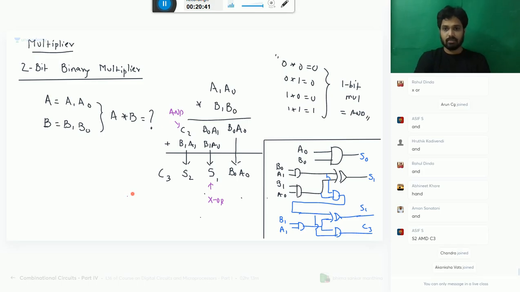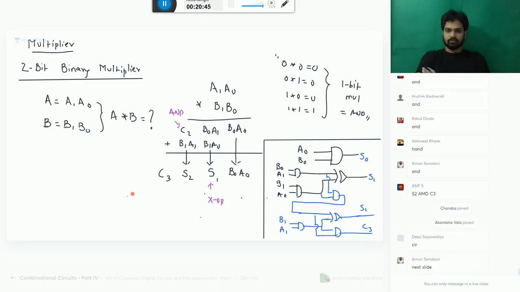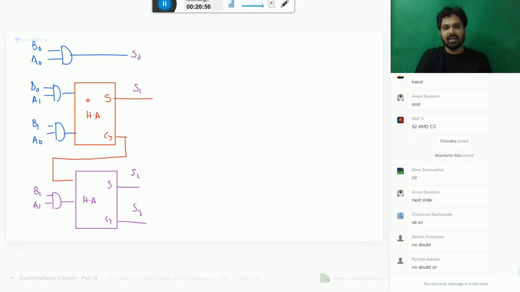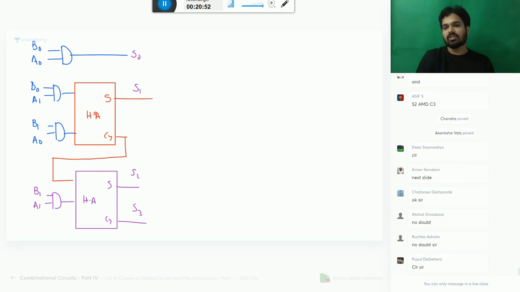What happened? No comments are coming. I just kept that XOR gate and AND gate in a box, then it will become half adder. That's all.